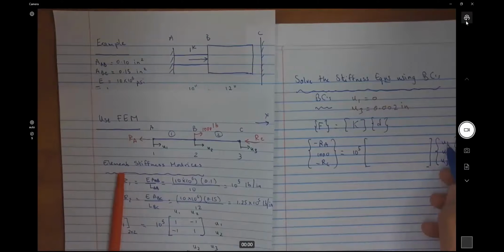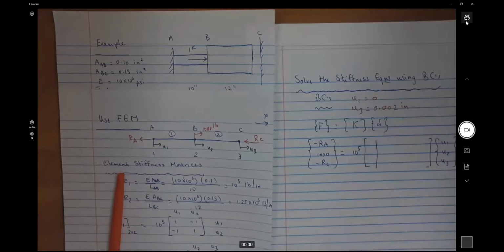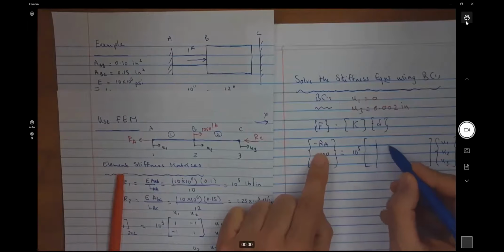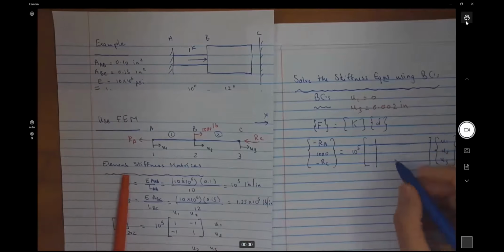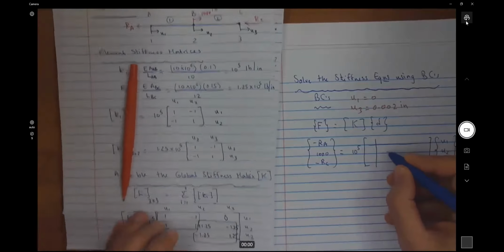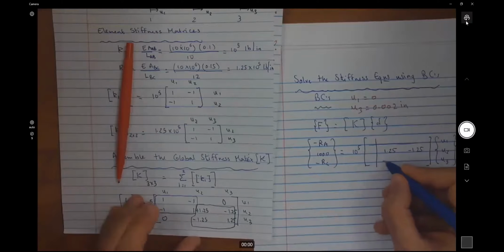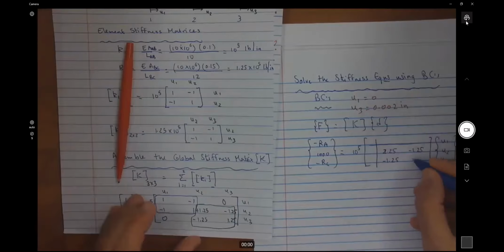Right? Now, if U1 is a 0, I can cross the first column or delete the first column corresponding to U1 because they're multiplied by 0. And also, if we know U1, and we want to solve now for U2, and we know U3 too, by the way, I can also cross the first row and focus on the second two, right? On the second two here, we're going to have a plus 1.25, a minus 1.25, a minus 1.25. Sorry, this is 2.25. And here we have a 1.25.